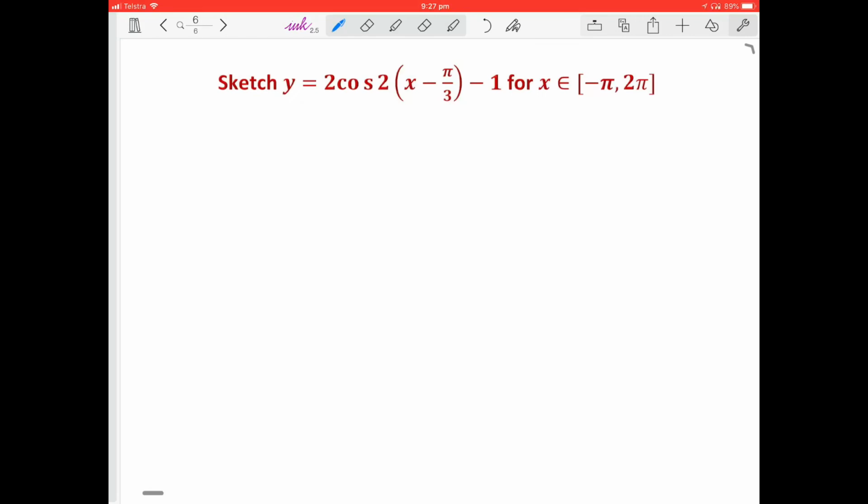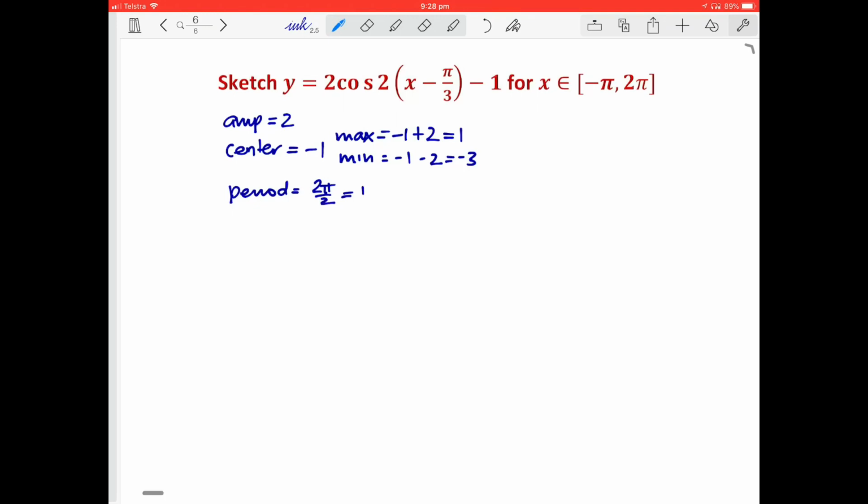Okay, so let's write everything down. Our amp is 2. Our center is -1. Our max is -1 plus 2, which is 1. Our min is -1 minus 2, which is -3. So we've got our range. Our period is 2 pi on 2, which is pi. That's not too bad.